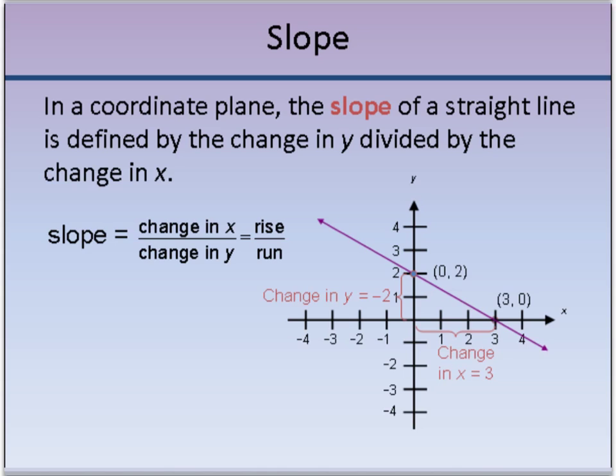And we need to remember that when we're looking at a graph, this is the rise and this is the run. And so this slope would be a negative 2/3.